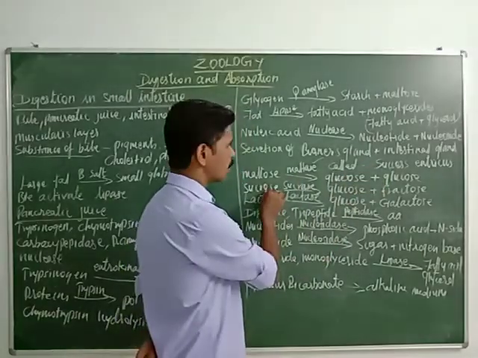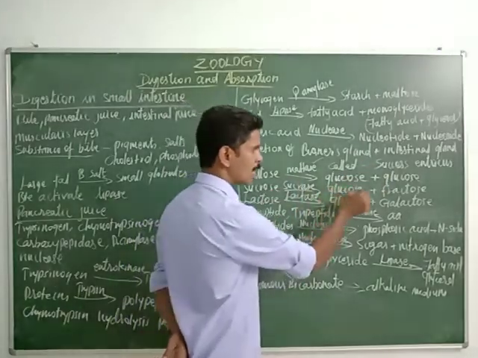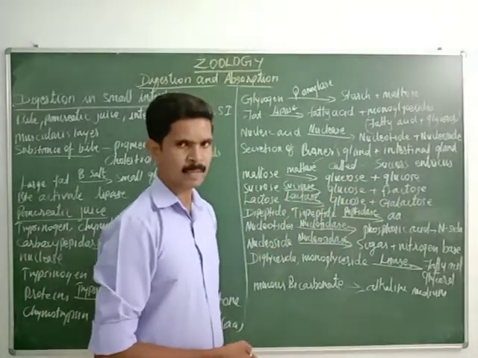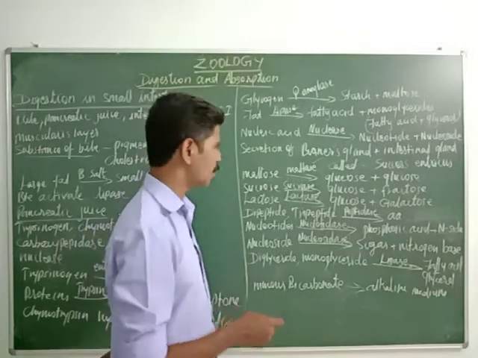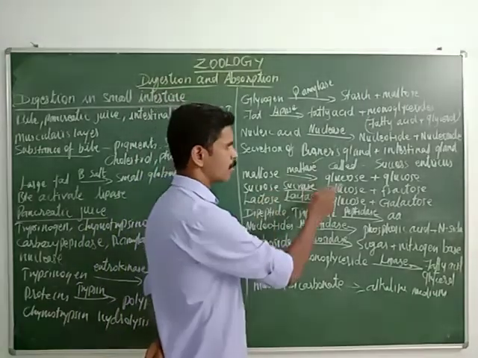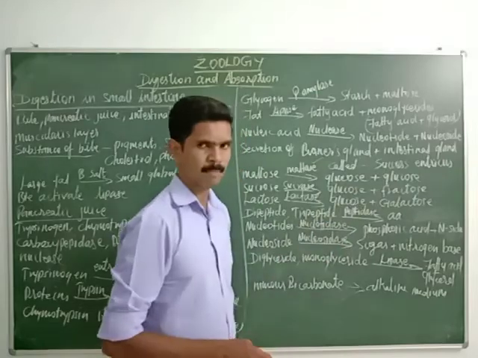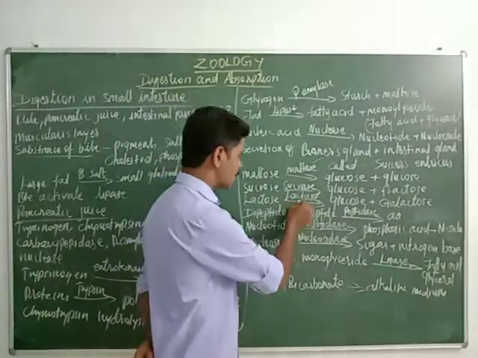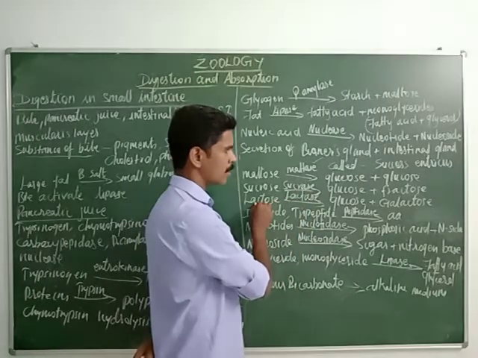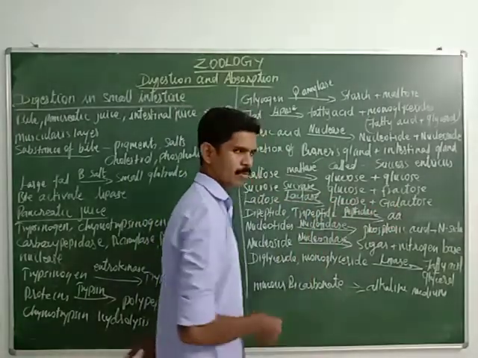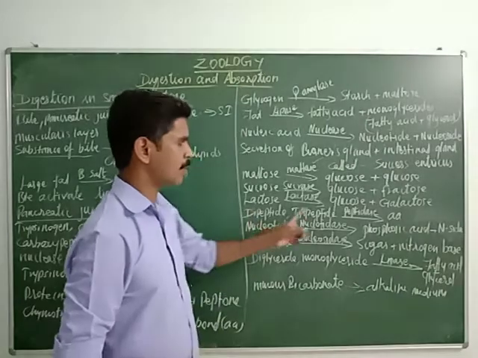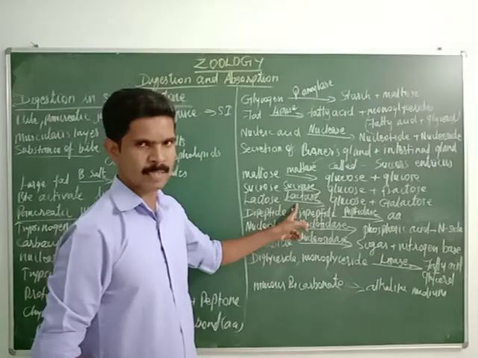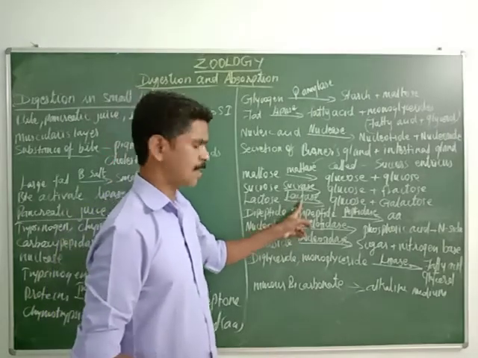And next, sucrose is converted into glucose and fructose with the help of the enzyme called sucrase. Then the next enzyme is called lactase. This lactase enzyme converts lactose into glucose and galactose. So lactose is converted into glucose and galactose with the help of the enzyme called lactase.